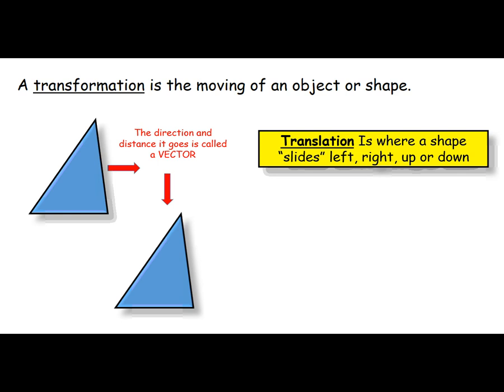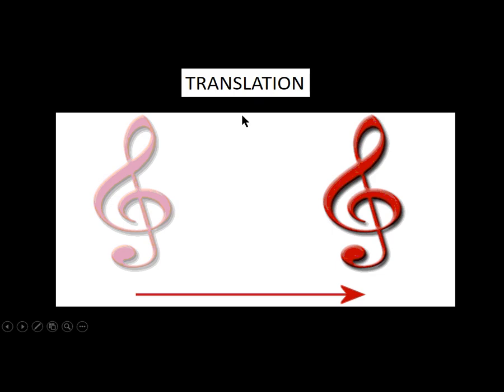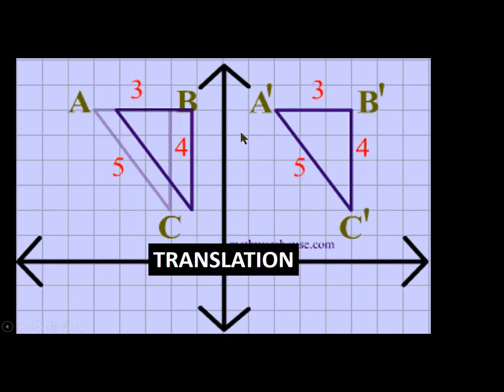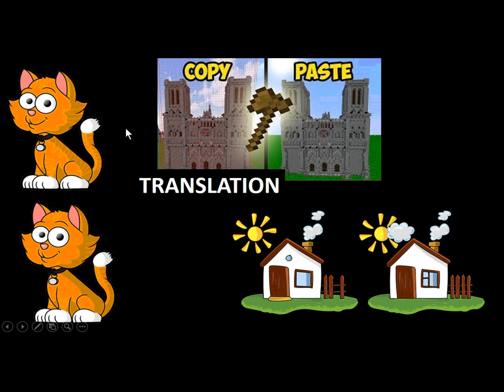The triangle is not grown or shrunk, so no dilation. It has not been rotated, it's not spun around, and it's not been reflected, it's not backwards or upside down. This is a translation. Again, a translation is simply when we move the object left and right, up and down. Examples of translations are simply cutting and pasting an object. Here we have the same object, no changes to the object, it's just been moved.